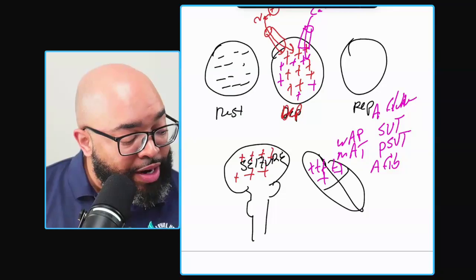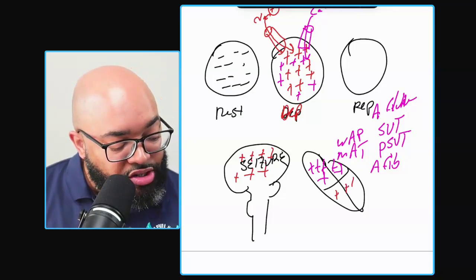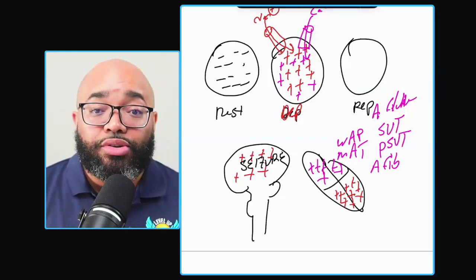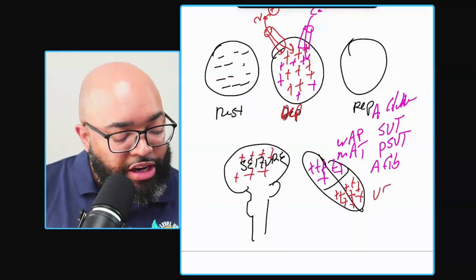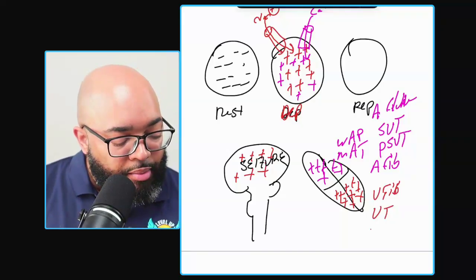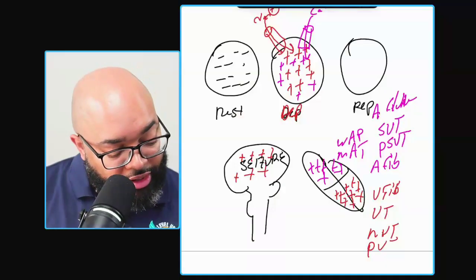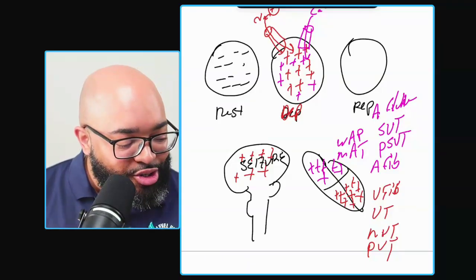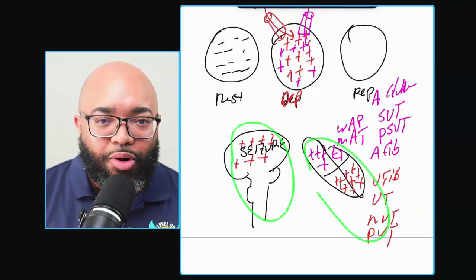But what if I have a ventricular tachyarrhythmia where I have too much depolarization happening due to too much sodium influx in the ventricles? That causes ventricular fibrillation, ventricular tachycardia, monomorphic ventricular tachycardia, polymorphic ventricular tachycardia. All of those are just too much depolarization.